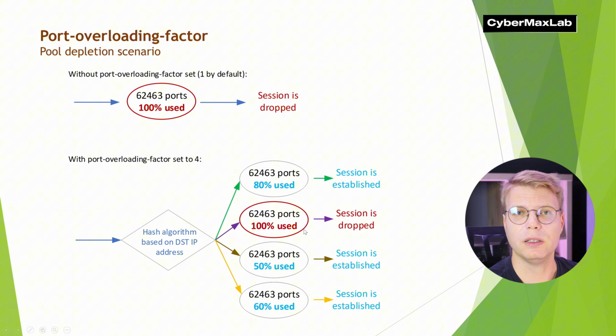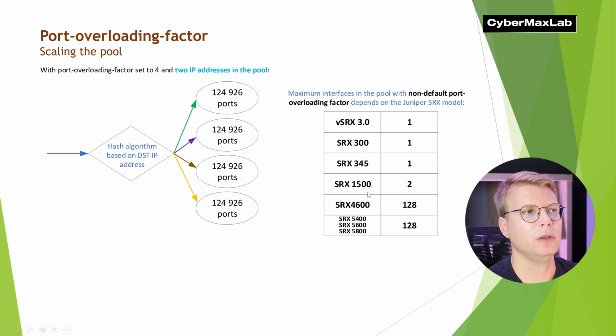So how can we scale it? Basically, if you increase the pool size from 1 address to 2 addresses, you increase the available port density 2 times, up to 124,000. And that increase will be in every subpool, which is great. But there is a catch.